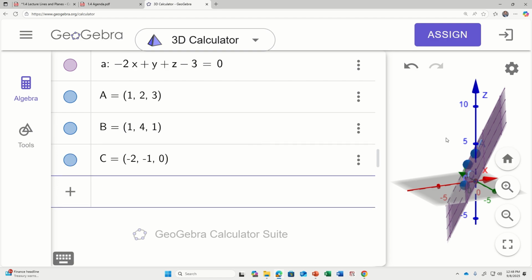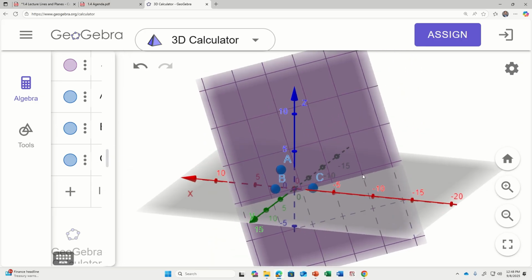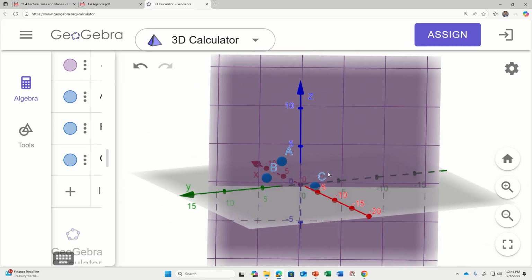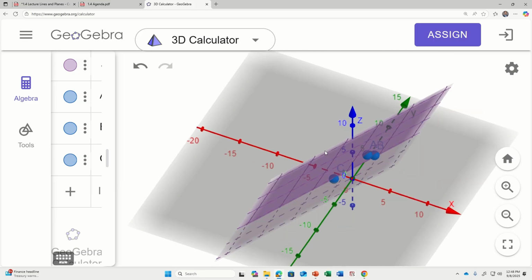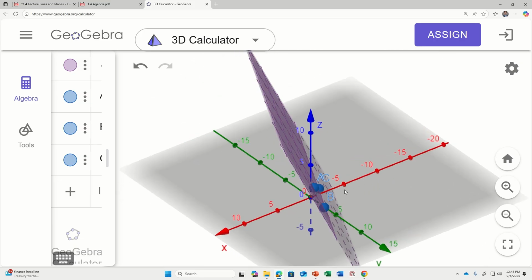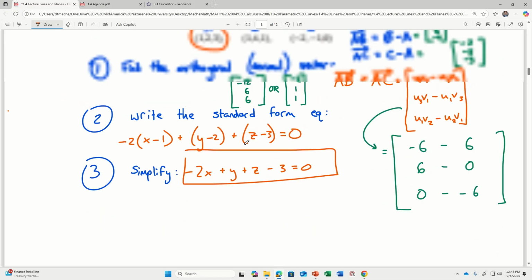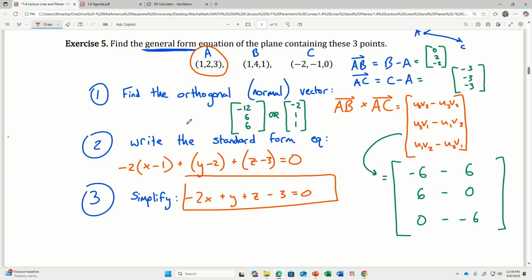Okay, let's take a look. We got them. See how my nice purple plane goes through my blue balls here, my 3 points. All right. Questions so far? No?